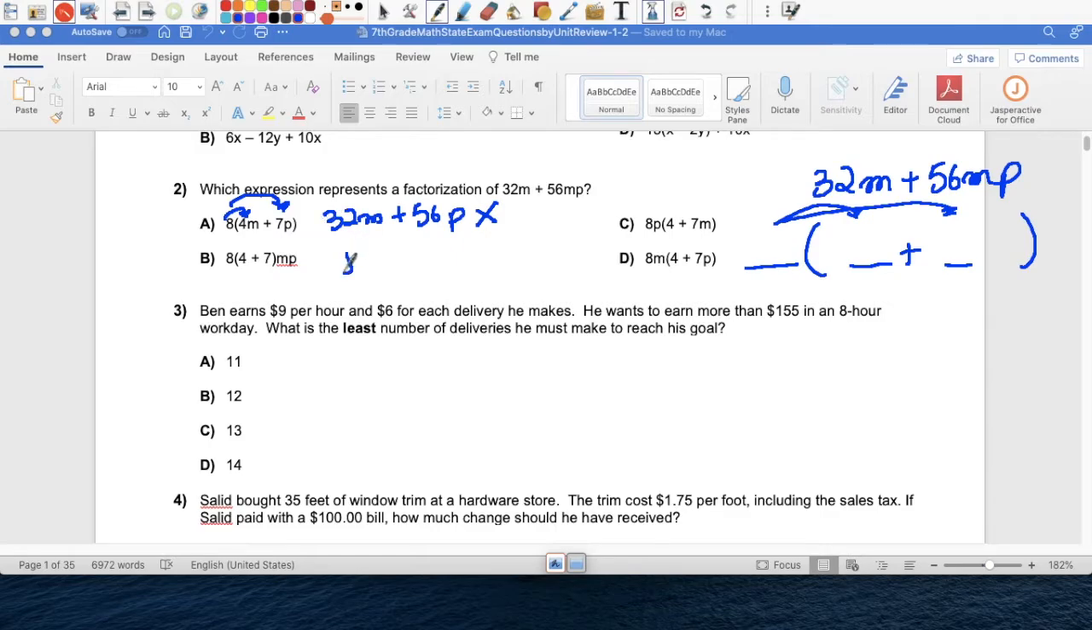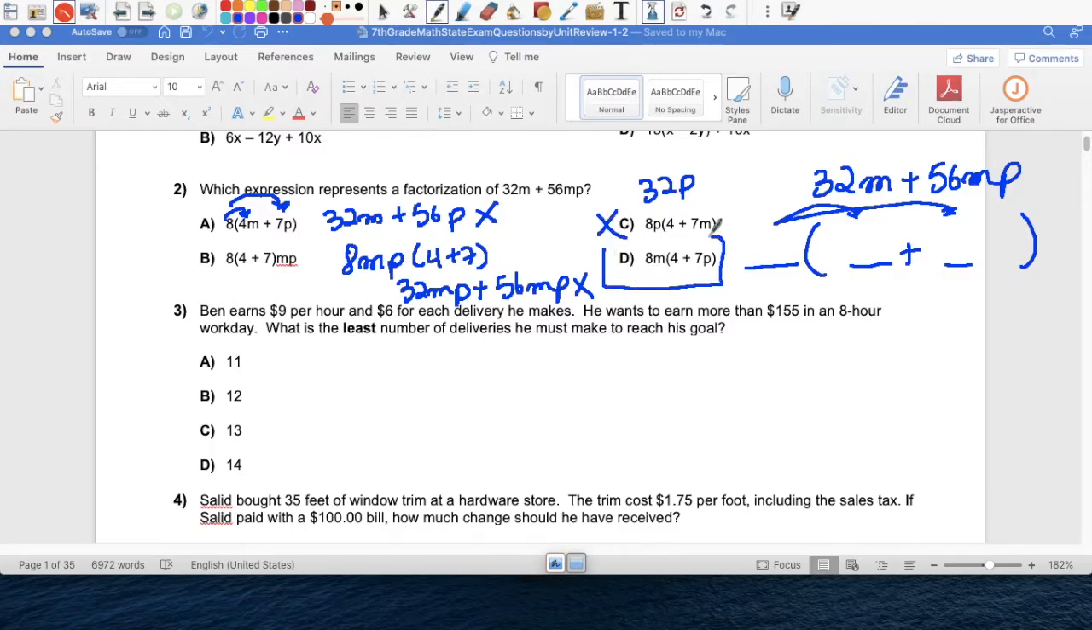So you can rewrite the question as this and put the mp next to the 8, and 4 plus 7. And now do the distributive property. 8 times 4 is 32. Don't forget the mp. Plus 8 times 7 is 56, and don't forget the mp. Is that the same thing as the original? That's also no. 8p times 4 is 32p. Is that the same thing as 32m? So automatically you can stop. And just by default, this would be your answer.